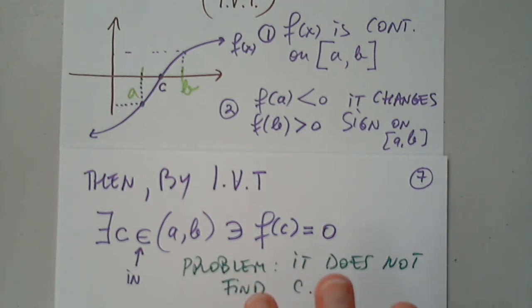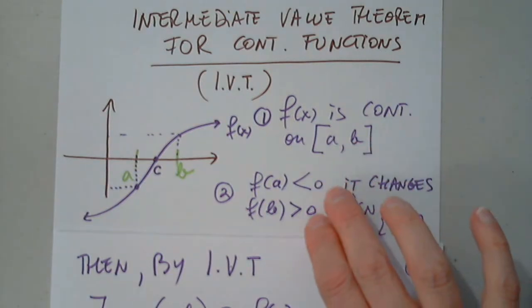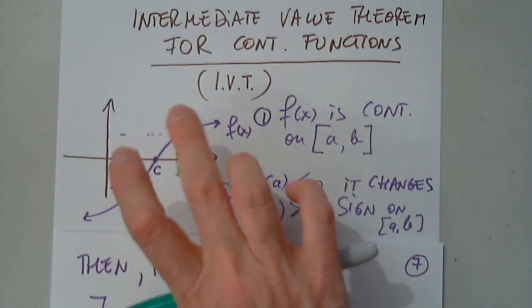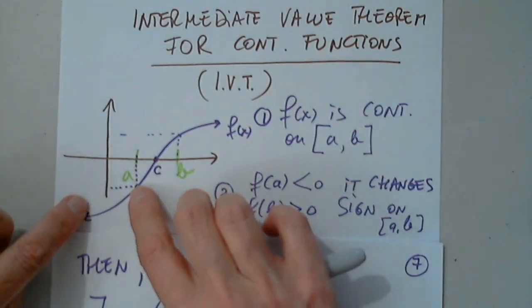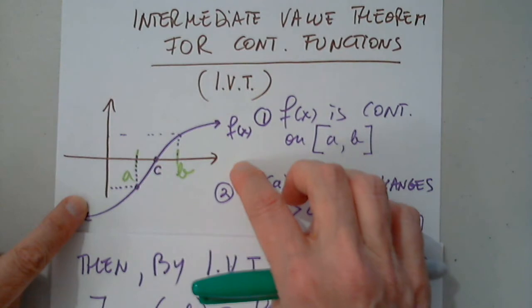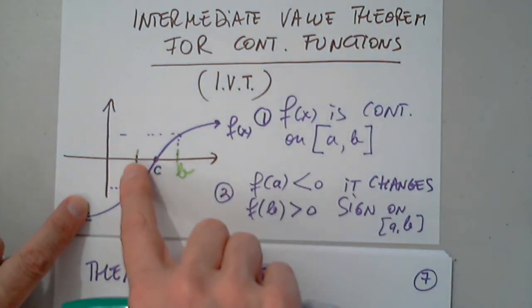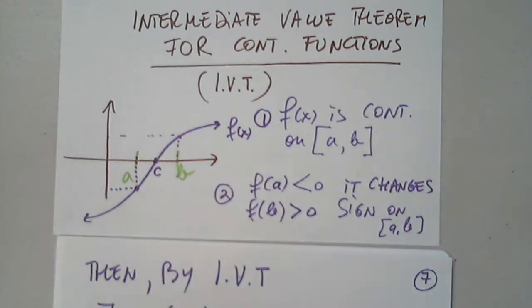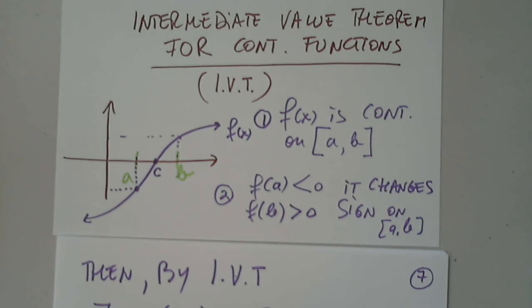But the problem here is, it just says, if it's continuous, if it changes sign from negative to positive or from positive to negative, it has to, because it's continuous, it cannot jump over the x-axis. It has to cross. It has to have an x-intercept somewhere between a and b. That's all the theorem is saying. And if you say, what is it? I don't know. The theorem does not give us c. It guarantees that c exists, but it doesn't tell us what it is.